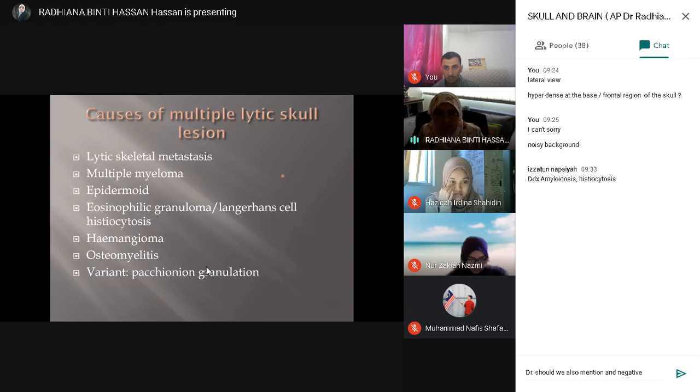So, causes of multiple skull lesions can be METS and multiple myeloma, the two most common, but there are other things such as eosinophilic granuloma, Langerhans cell histiocytosis, hemangioma, and osteomyelitis also. But of course, all these we can only differentiate if a proper clinical history is given. So that means always correlate with the clinical history.